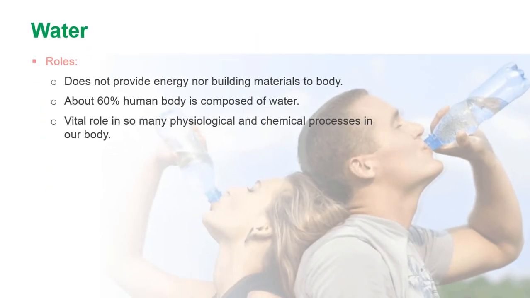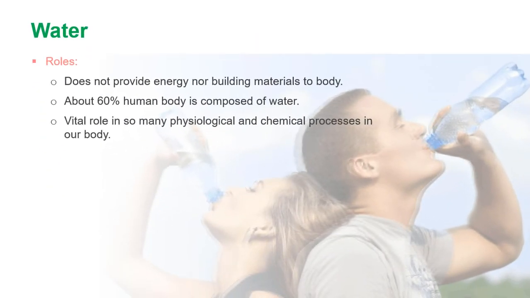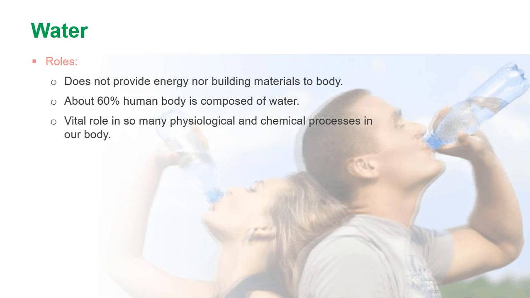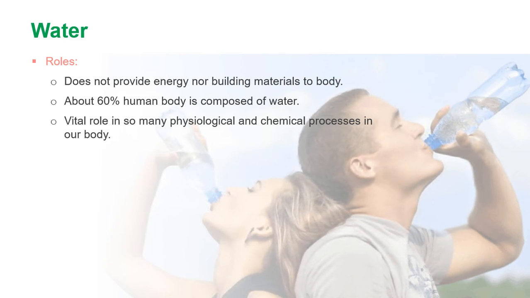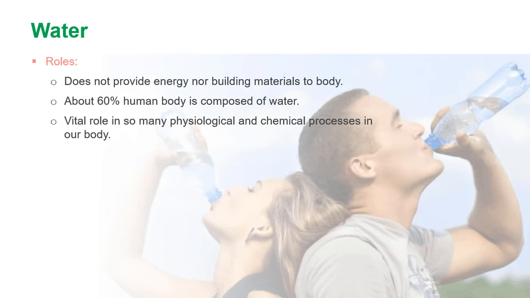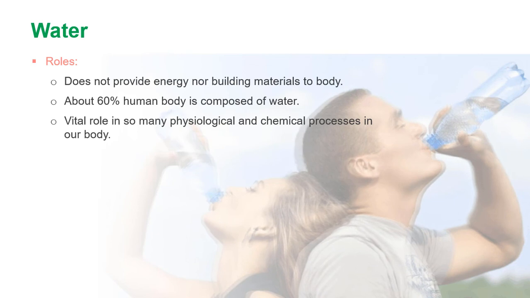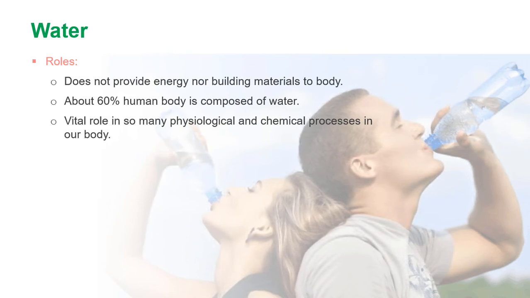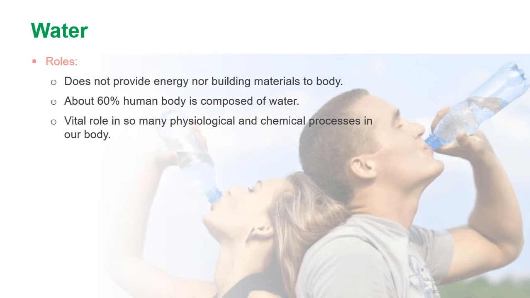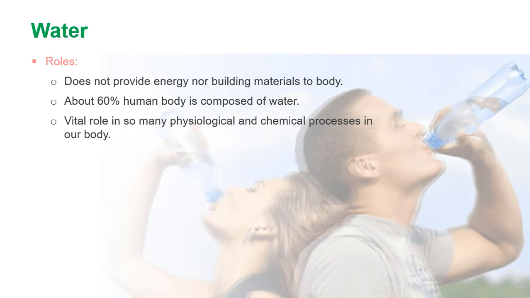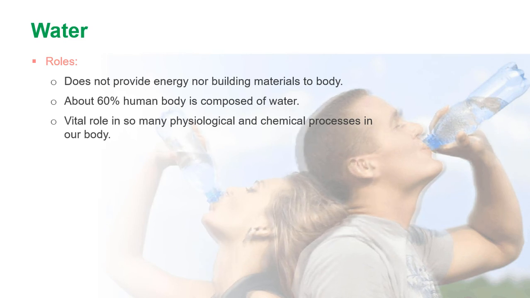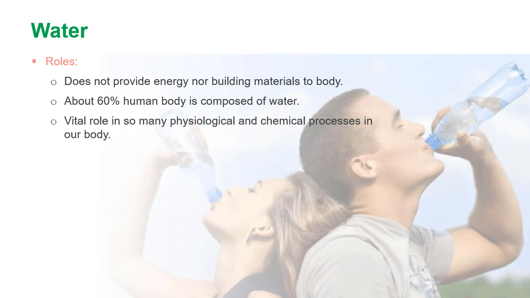The fourth macronutrient is water. Unlike other nutrients, it does not provide any energy like in the case of carbohydrate, nor is it used to build any new things in our body like in the case of protein. Hence sometimes it is not listed under nutrients. However, water still has a very important role in the human body. First, it accounts for about 60% of our body weight. Second, it plays an important role in so many physiological and chemical processes in our body.